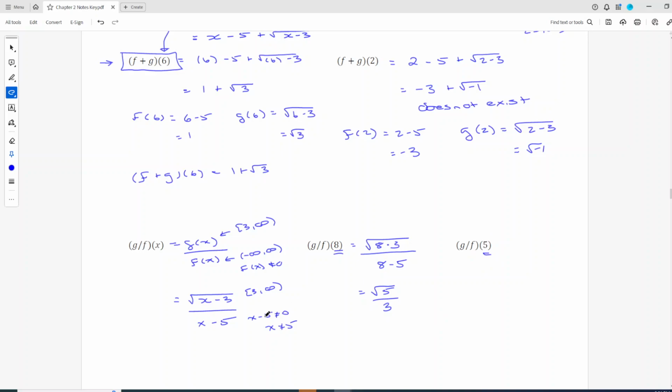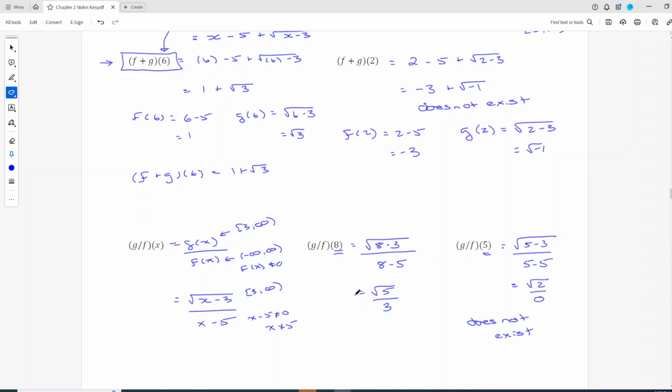So should I even do it? Right? I've already stated my domains because I wanted to do it ahead of time and think, should I put it in or not? Now, because it's 5, I'm going to say it does not exist. If I go to put it in, I've got the square root of 5 minus 3, which is all good, but then in the denominator, I've got 5 minus 5, which is 0. So I get the square root of 2 over 0, which does not exist. And again, I'd get the same answer if I did them separately. In other words, if I found g at 5, I find f at 5, and then I divide the two, I would get does not exist.